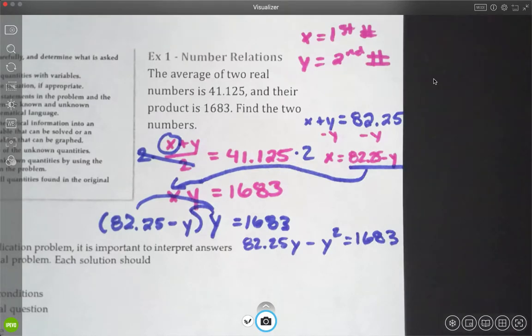No, we can't divide by 82.25 because we have that y squared in it, right? Everything goes on the same side, okay? Now, which way do you want to move it over? Because I have a y squared and a number, that means it's a trinomial, right? We want to make the y squared positive if at all possible, so let's move everything to this side. Yes?